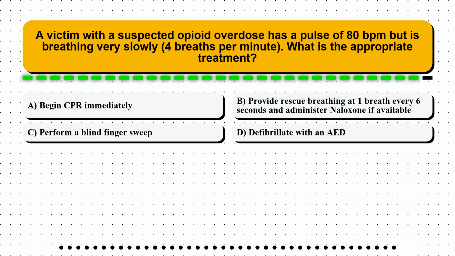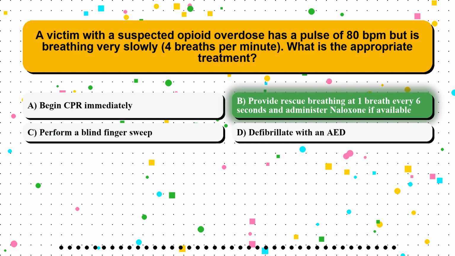Question 36. A victim with a suspected opioid overdose has a pulse of 80 bpm but is breathing very slowly, 4 breaths per minute. What is the appropriate treatment? Option A, begin CPR immediately. Option B, provide rescue breathing at 1 breath every 6 seconds and administer naloxone if available. Option C, perform a blind finger sweep. Option D, defibrillate with an AED.